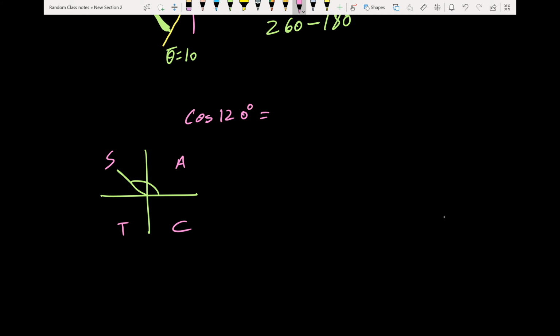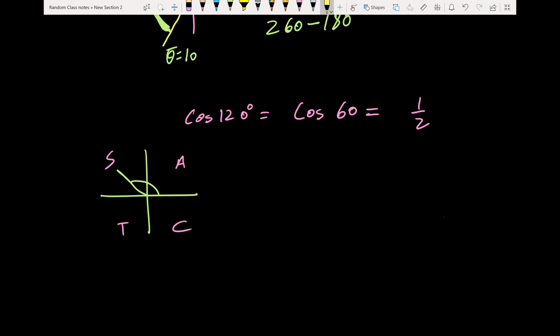All right, let's do this. What's the reference angle to this? What is it? 60. And what's cosine of 60? Sam? Mike? What's cosine of 60? 1/2. Good.